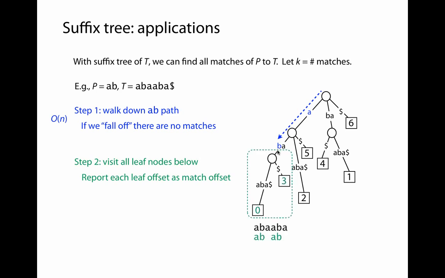So in this example, we would then descend into this subtree. We'd do, say, a depth-first traversal. We'd keep track of all the leaf nodes we encounter. And for each of those leaf nodes, the offset written in that leaf node is the offset where P occurs in T. So we obtain two such offsets, 0 and 3. And lo and behold, if we look at P and T, we see that there is one occurrence of P at offset 0, and there's one occurrence of P at offset 3.